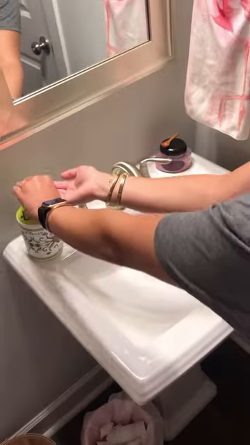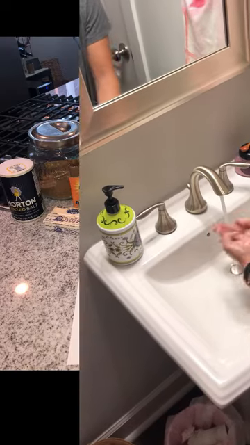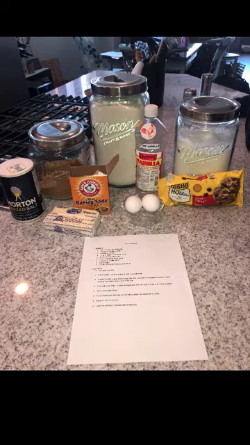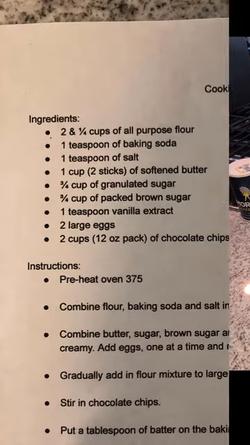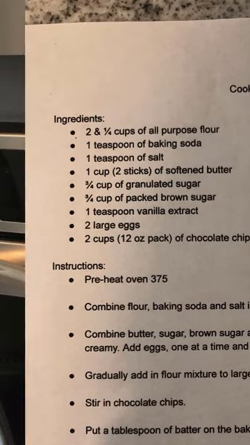Wash your hands for 20 seconds. For this experiment, we will be making chocolate chip cookies and determining if it is a mixture or a solution. Ingredients we will need for this recipe include 2 1/4 cups of all-purpose flour, 1 teaspoon of baking soda, 1 teaspoon of salt, 1 cup or 2 sticks of softened butter, 3/4 cup of sugar, 3/4 cup of brown sugar, 1 teaspoon of vanilla extract, 2 large eggs, and 2 cups of chocolate chips.